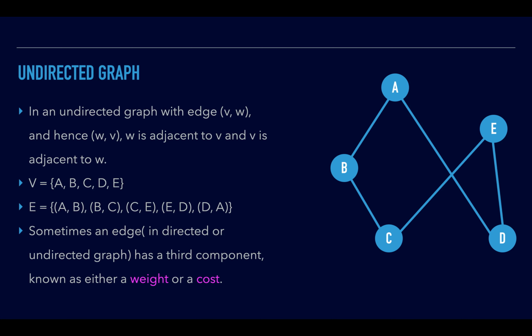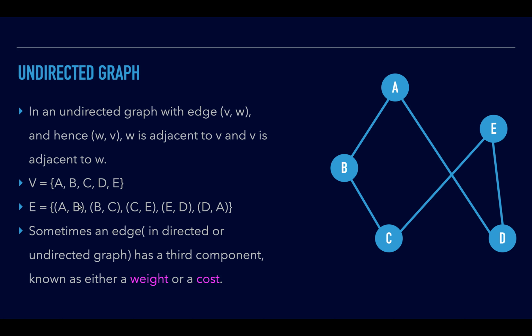The next one is the undirected graph. In an undirected graph, with edge V comma W, W comma V is also an edge in the graph. I have written another terminology here: W is adjacent to V and V is adjacent to W. If I say that W is adjacent to V, then I should be able to go from V to W. So if I write that B is adjacent to A, then I should be able to go from A to B. These are the vertices and edges that we have already seen before.